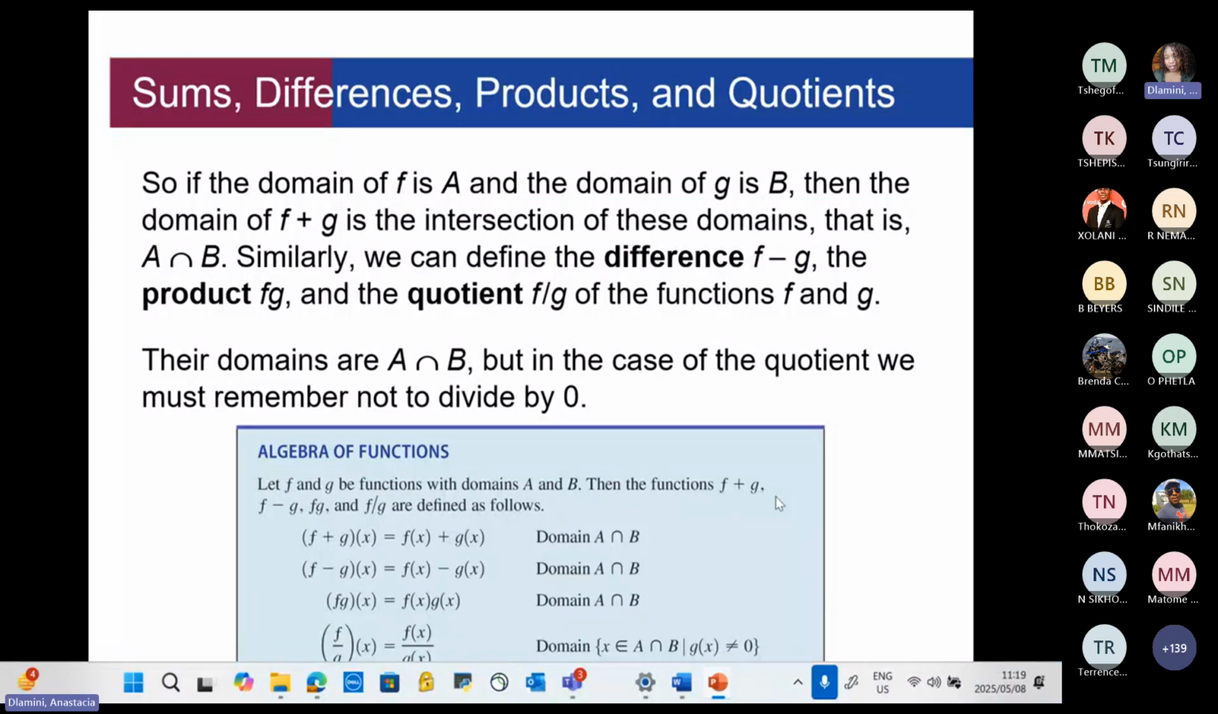Now they say that if the domain of f is A and the domain of g is B, then the domain of f plus g is the intersection of these domains. That is A intersection B. Does it make sense? Yes, ma'am.